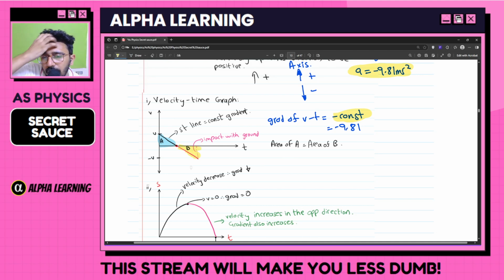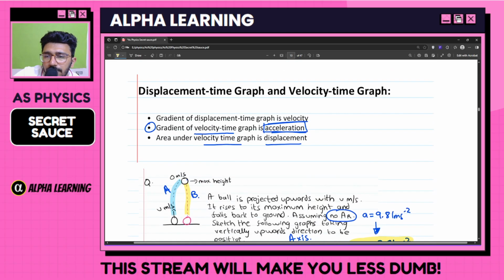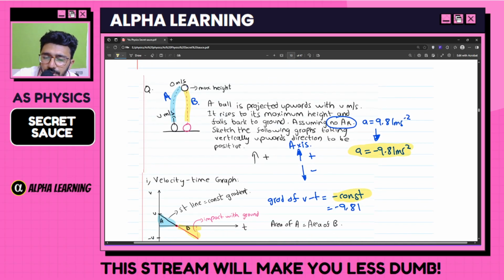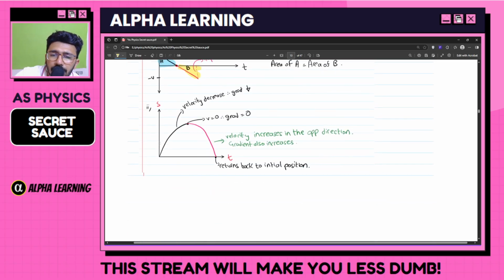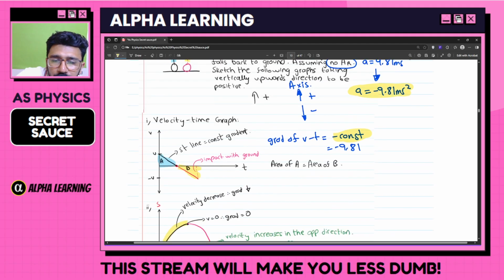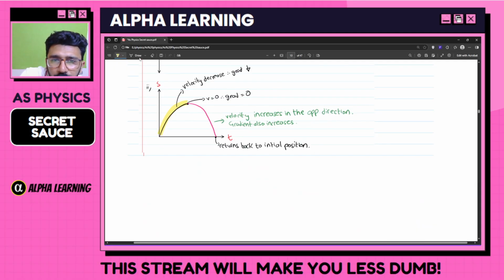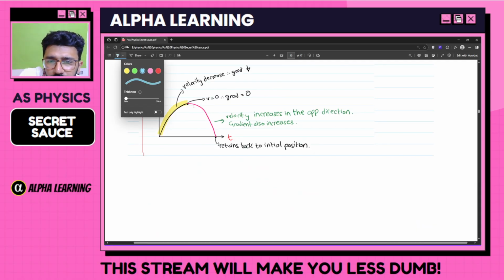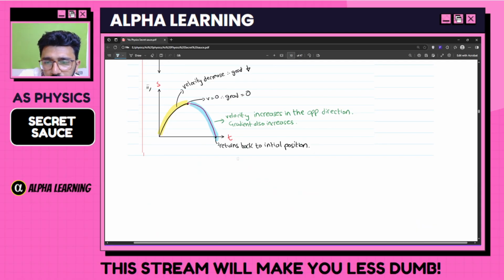The area under the velocity time graph is displacement. The gradient of velocity time graph is acceleration, and the gradient of displacement time graph is velocity. Some key points that you need to remember. Then you have the displacement time graph. Initially the displacement is increasing as it is moving upward in the positive direction. Then as it moves downwards, the displacement decreases and comes back to its original position.